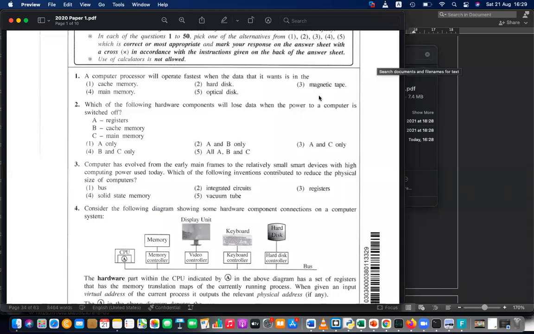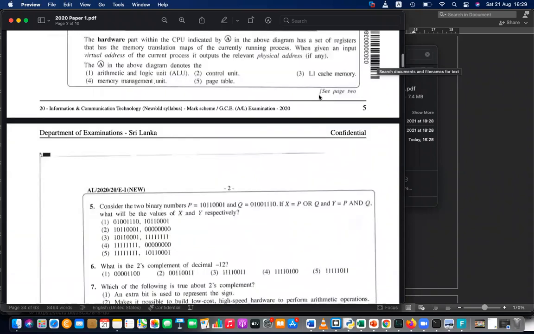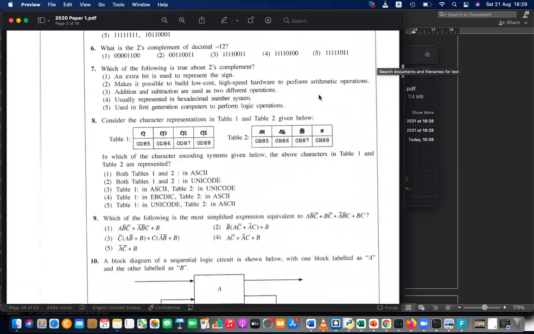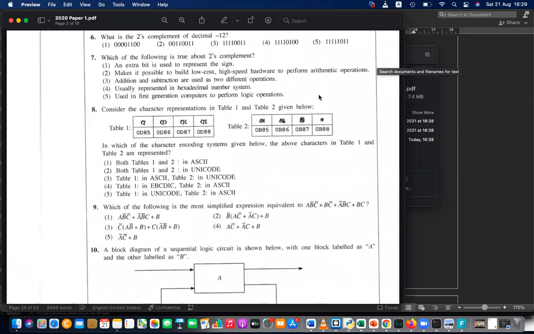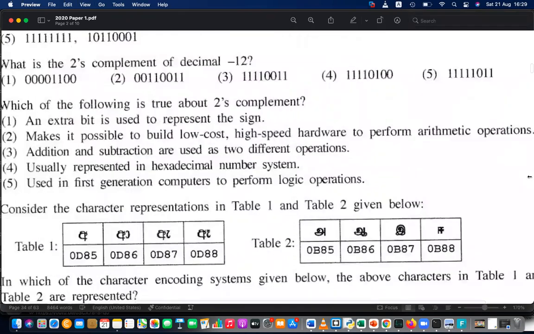In the 2020 paper, you can see, where are the questions? Is there any question from this? Okay, so you can see question number 6 directly asks from this part that we have learned. So try to answer this question quickly.